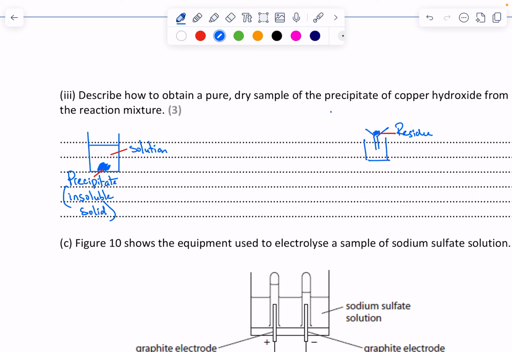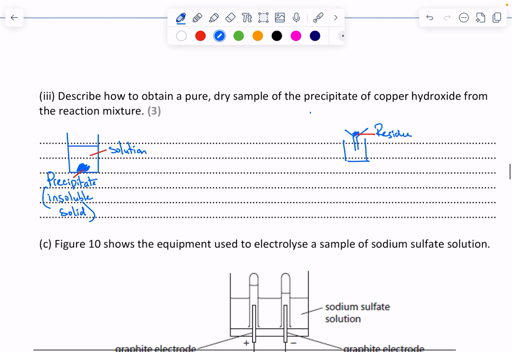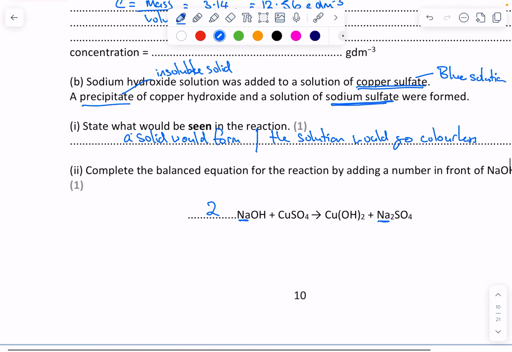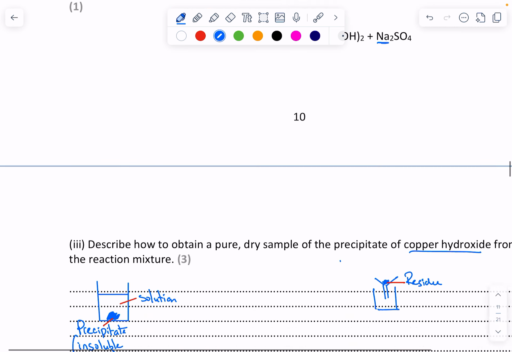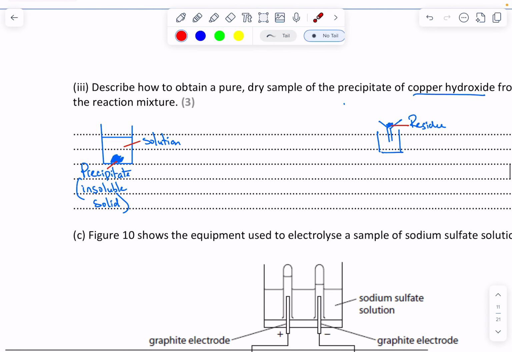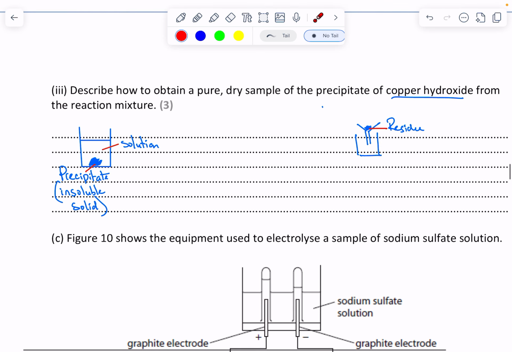Describe how to get a dry sample of the precipitate copper hydroxide from the reaction mixture. So we just come back up here 1 second. The copper hydroxide, remember, that we're forming is insoluble. That's the precipitate. So basically, I have got a solution with this insoluble solid, this precipitate inside. I'm going to get that out and make sure that it is pure and make sure that it is dry.